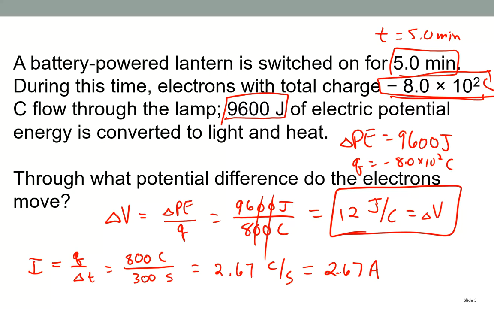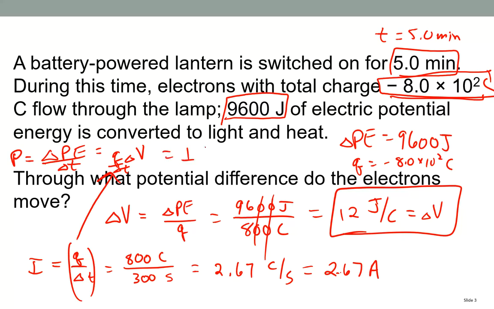And if we combine these definitions, we have delta PE is equal to Q delta V. And so the rate at which energy is passing would be what we get if we divide both sides by delta T. And so that's called the power. The power is the rate at which energy is being transferred. But if you look at that, we have Q over delta T, which is the current. And so the power is equal to current times voltage.